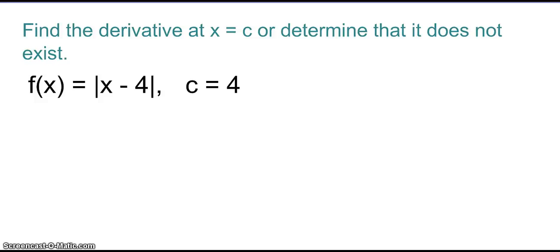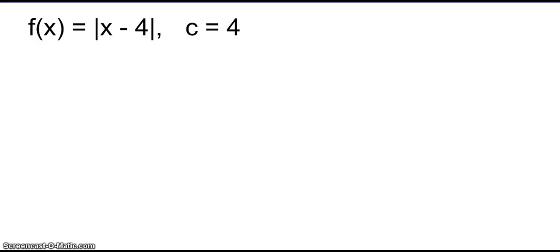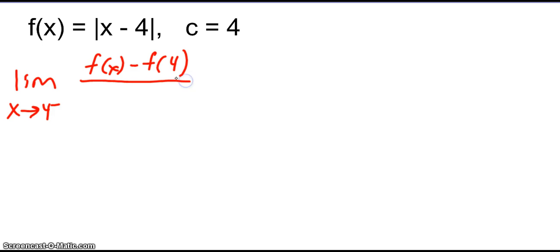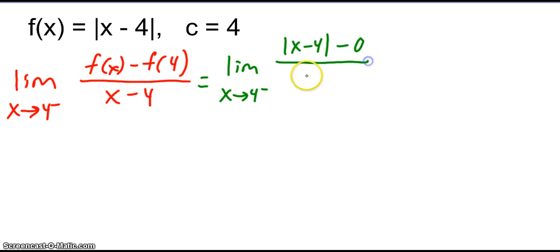So to do this, I'm going to use the alternative form of the derivative. So we're first going to do the limit as x goes to 4 from the left of f of x minus f of c, which in this case is f of 4, over x minus 4. So this is the limit as x goes to 4 from the left of the absolute value of x minus 4 minus 0 over x minus 4.